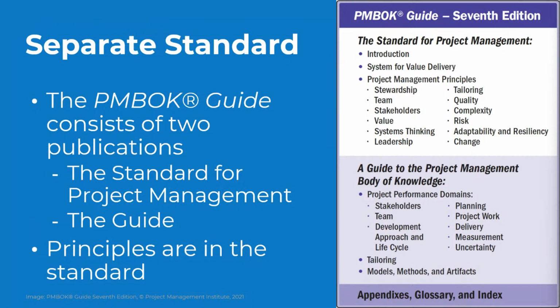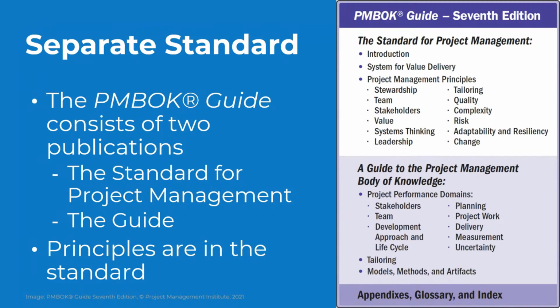The principles, as you can see here, they are here at the top. These here are the 12 principles, whereas down here in the PMBOK guide, you actually have 8 performance domains. Just an interesting thing to remember that the principles are not actually in the PMBOK guide. They are part of the ANSI standard.